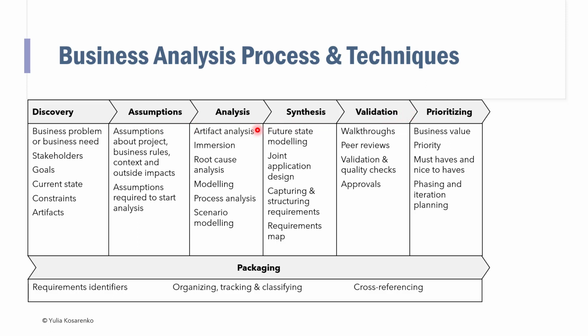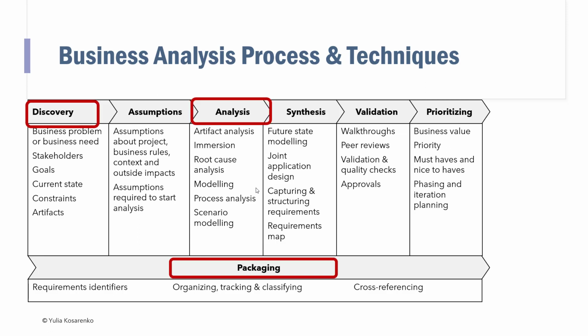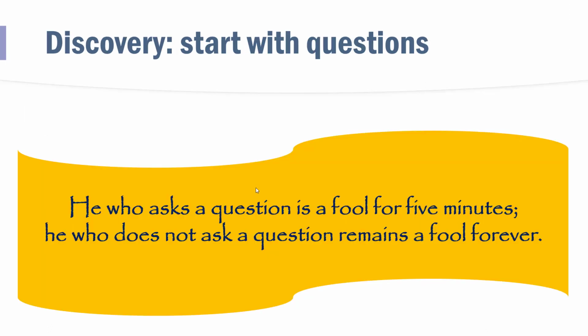And as we're going through this process, we're constantly packaging it. Packaging means organizing, classifying, tracking, cross-referencing, packaging it up in such a way that you can find requirements, cross-reference them, share them, and easily find them. So all of these are different phases in our iterative business analysis process. And this is where we will focus today on some of these activities. In particular, we will focus on discovery activities, analysis activities, and packaging, because there's only so much we can do in one webinar. So let's talk about discovery.